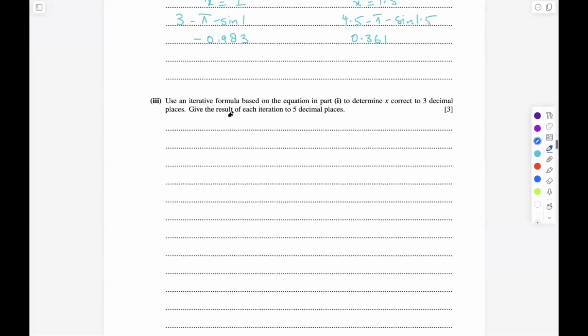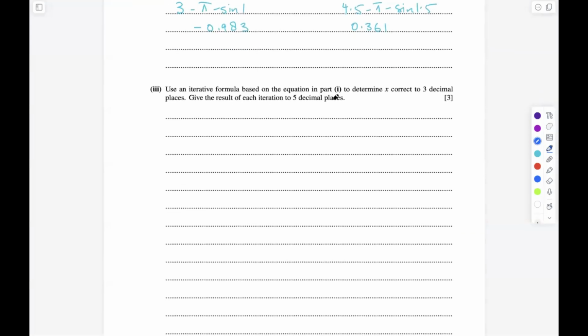In part 3, we have to use an iterative formula based on the equation in part 1 to find the value of x correct to 3 decimal places. We have to give the result of each iteration to 5 decimal places. Now, as we already have the formula, which is x equals 1 upon 3 into pi plus sine of x, and we know that the root lies between 1 and 1.5, we can start off by taking the middle value, which is 1.25.